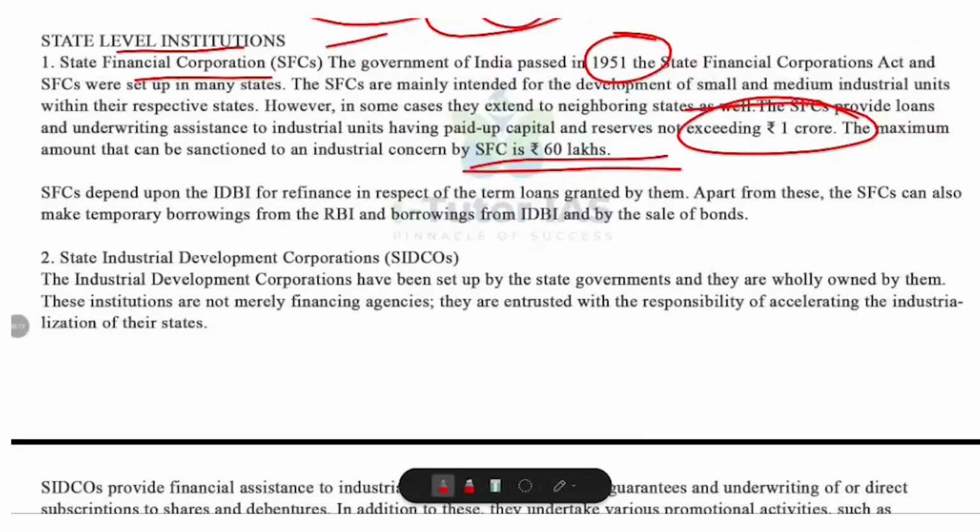Now, where do SFCs get their funds from? They don't have unlimited money on their own, right? So, they depend on IDBI for refinance. That means IDBI helps them by reimbursing or refinancing the loans they give to industries.